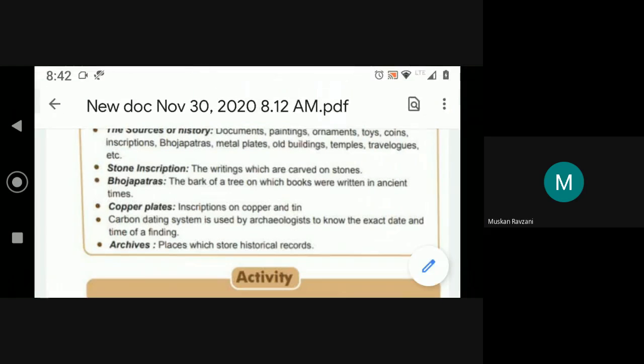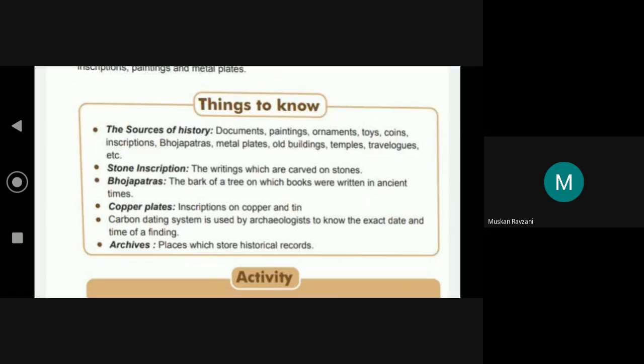So once again we will see what are the sources of history. Who will tell me the different sources of history? Yes, Iman, say. Ma'am, the sources of history are old paintings, ornaments, coins, documents, Patras and Bhojapatras, Bhojpatras and Tadpatras, old metal plates, then buildings, temples, stone inscriptions, copper plates, all these things, right?